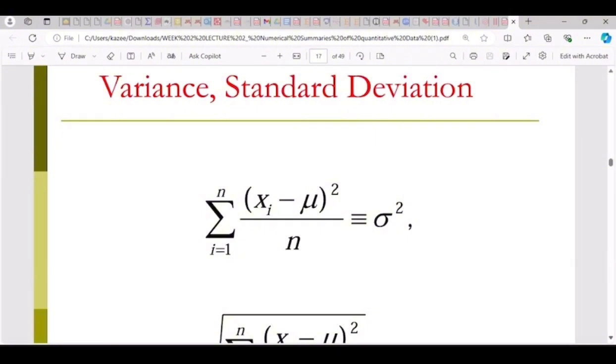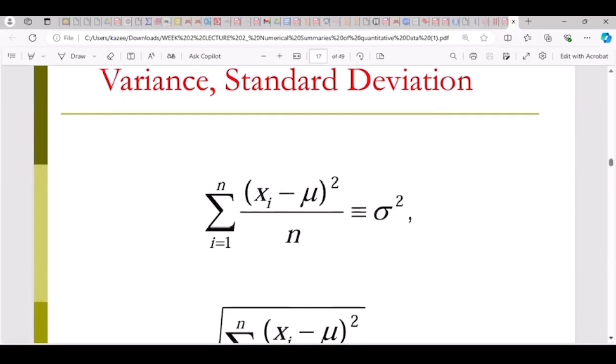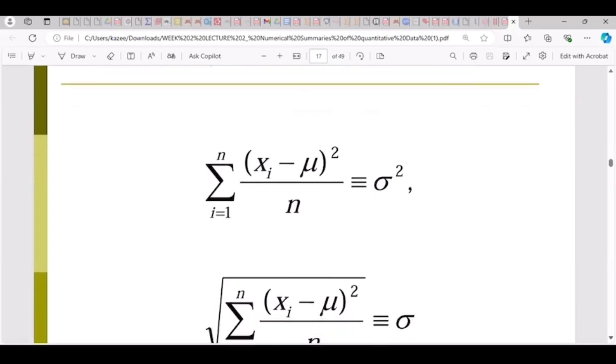But let me tell you this. When we say variance, we have two types of variance. We have a population variance and a sample variance. We have a population standard deviation and a sample standard deviation. Let me tell you the difference between the two. In the population variance, which we call sigma squared, we divide by n when we subtract the mean from the respective data point. Now, why are we squaring?